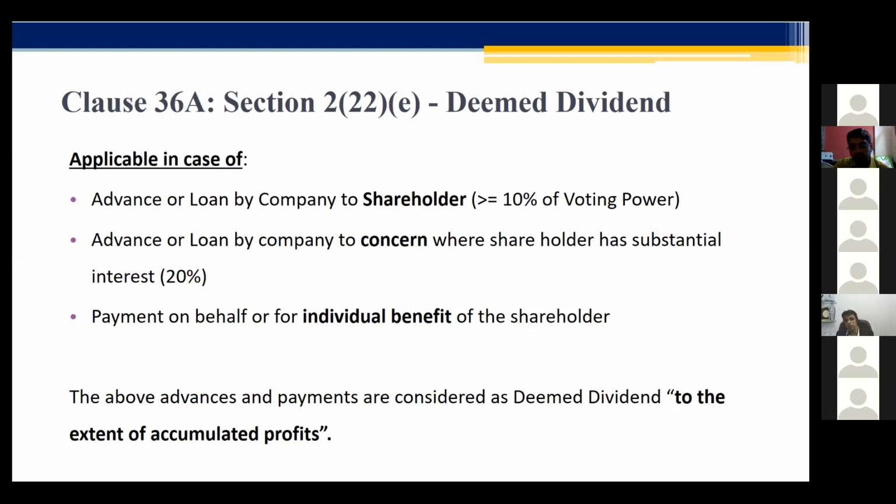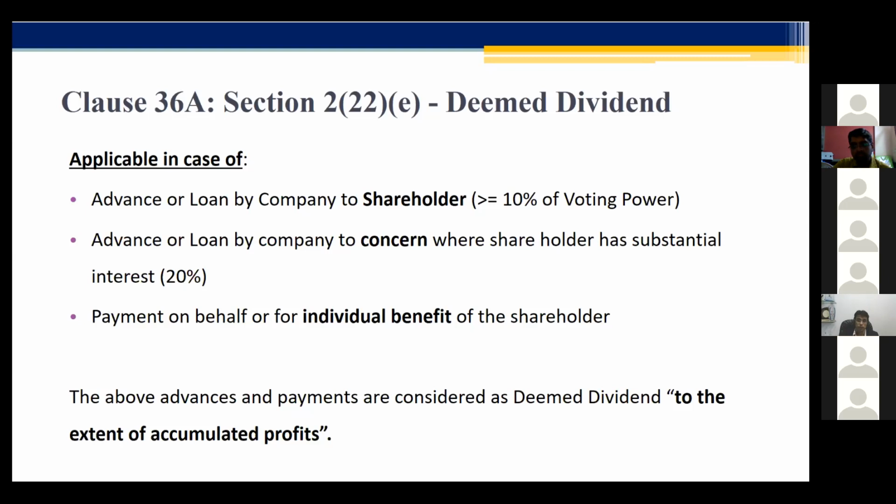A shareholder of my audit company is having more than 10% voting power, and 20% in another concern. Then the 10-20 ratio is met. So 10% in my audit company, and 20% in the company which has obtained the loan. Then also it gets covered under 22E. Payment on behalf: so I paid for some individual benefit of the shareholder to some third party. That would also be covered under 22E.